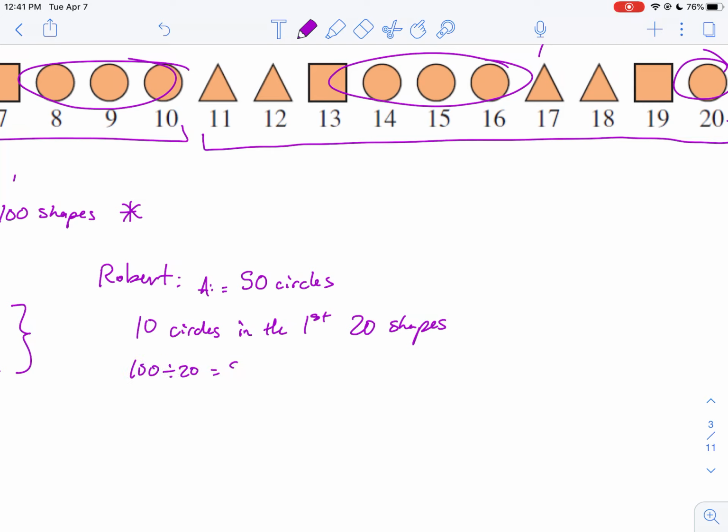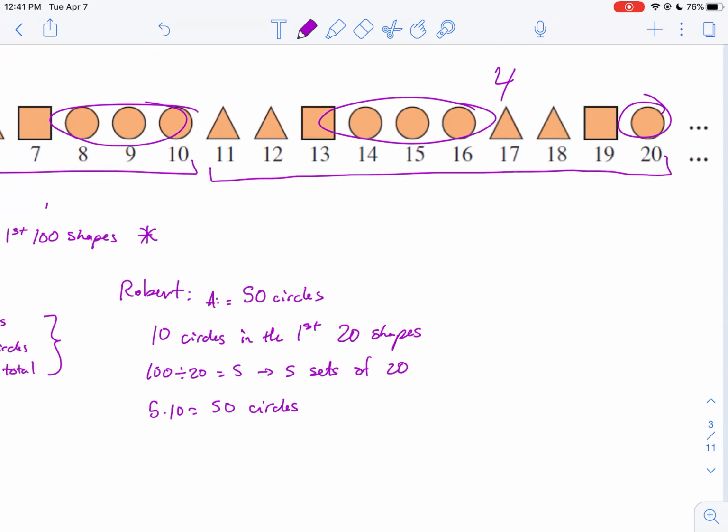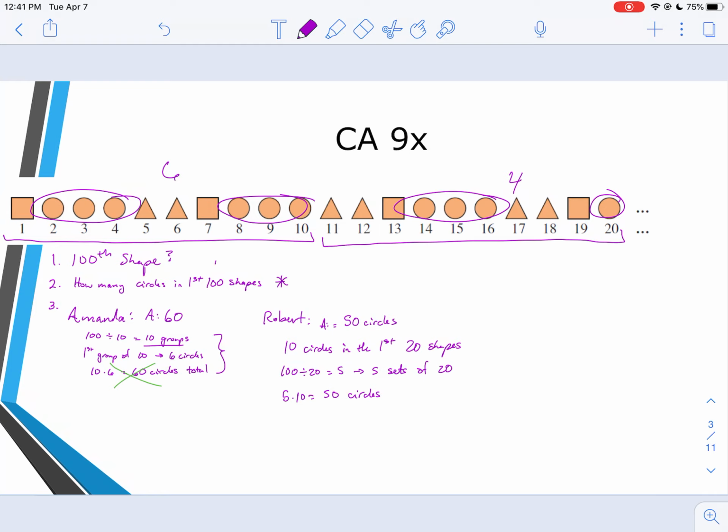So there will be 5 sets of 10 circles. So 100 divided by 20 is 5. So there'll be 5 sets of 20. And then from there, he took 5 times 10 and got 50 circles.